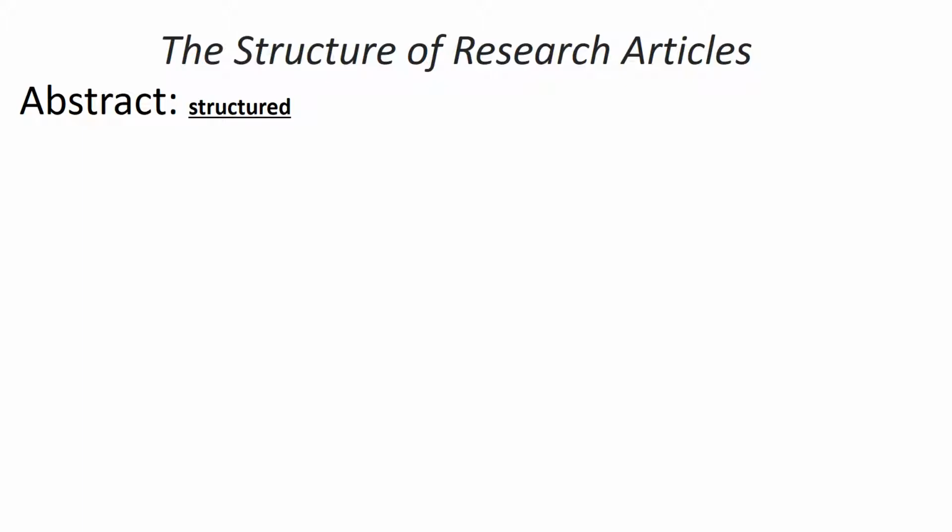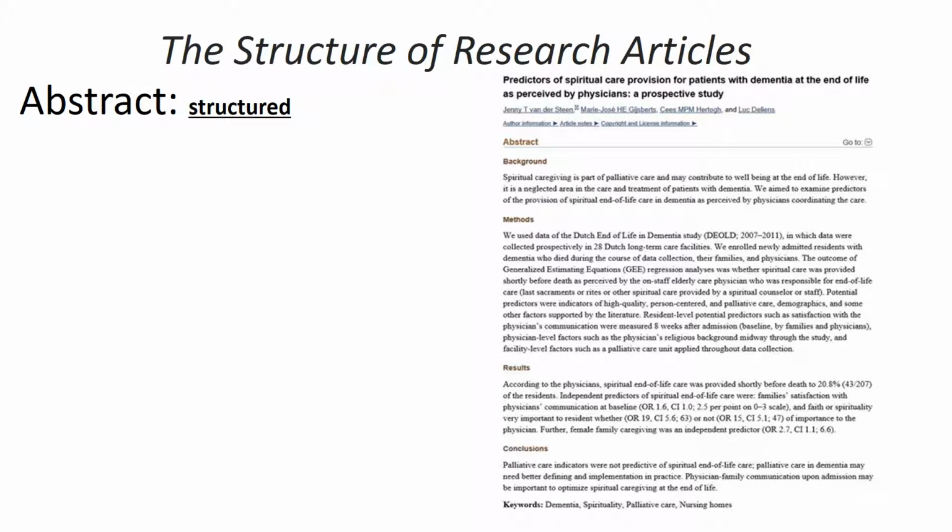It turns out that abstracts themselves come in 2 forms, structured or unstructured. A structured abstract will actually replicate the structure of the article. I hope this shows up on your screen, but if not, this is a snapshot of a research article. The title of it was Predictors of Spiritual Care Provision for Patients with Dementia at the End of Life as Perceived by Physicians, a Prospective Study. The abstract then is divided into the background, the methods, the results, and the conclusions.